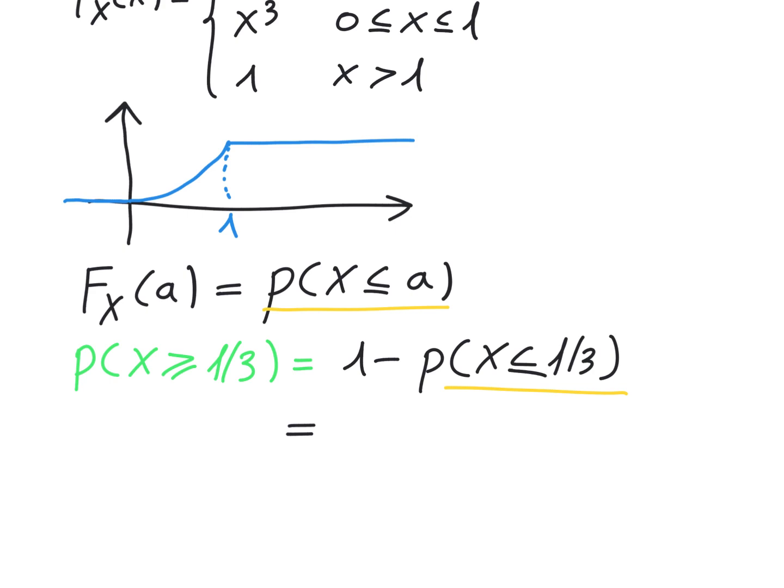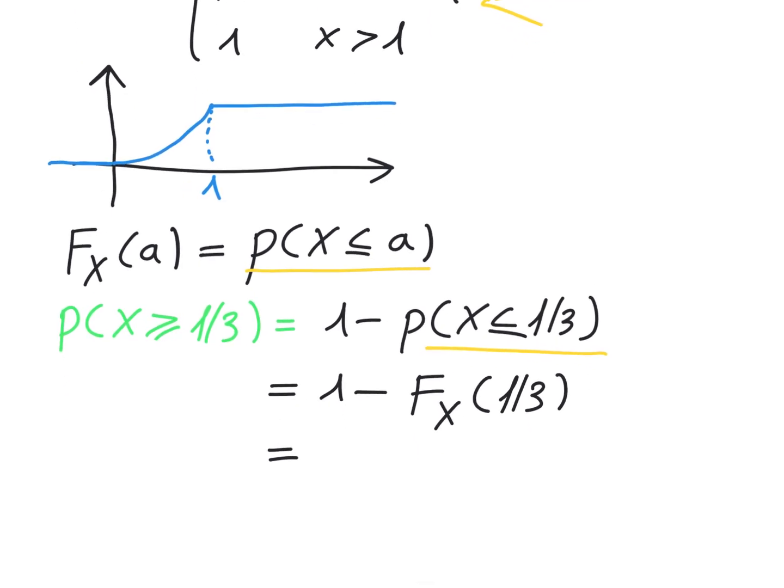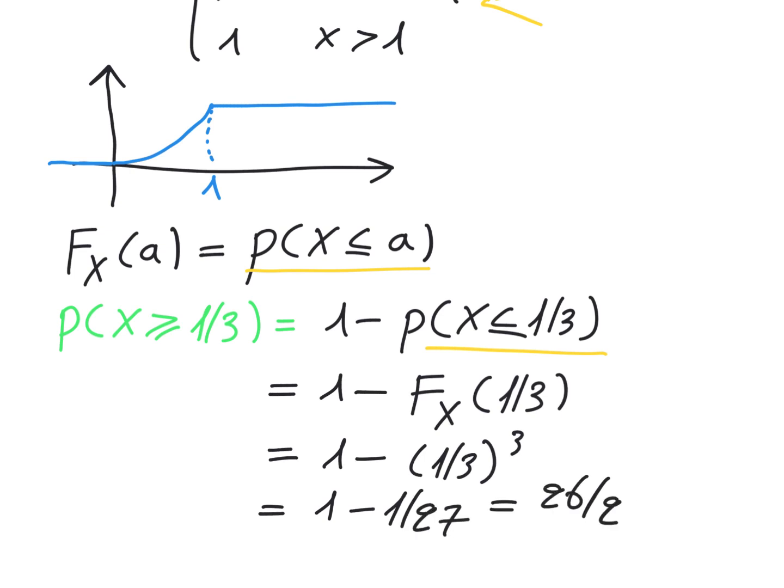Well, now we just plug in the values that we have. So we have 1 minus our distribution function F in 1 over 3. Here you see that for all x's between 0 and 1, the distribution function is defined as x to the power 3. So this means that in this case, we get 1 minus 1 over 3 to the power 3. So that's 1 minus 1 over 27, or 26 over 27.